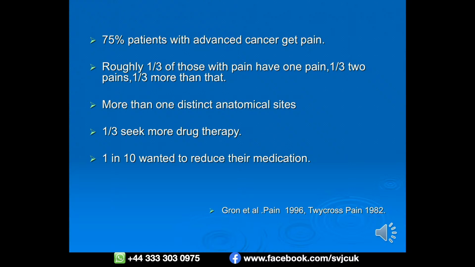75% of patients with advanced cancer get pain. Roughly a third of those with pain have one pain, a third have two pains, and a third more than that. Quite a few patients have more than one distinct anatomical site of pain, and a third seek more drug therapy than what they have been initially prescribed. Almost 1 in 10 though want to reduce their medication because of various issues, including side effects and other problems.